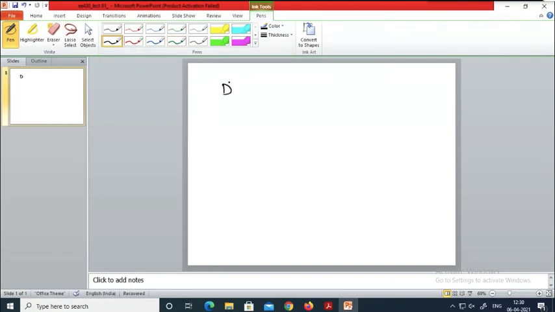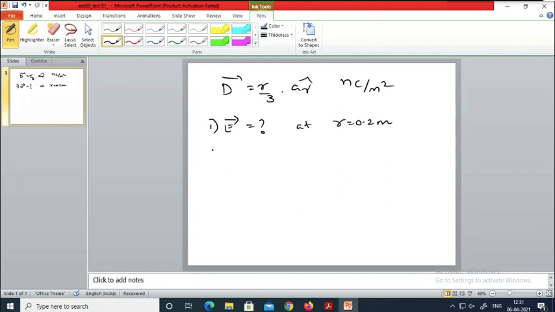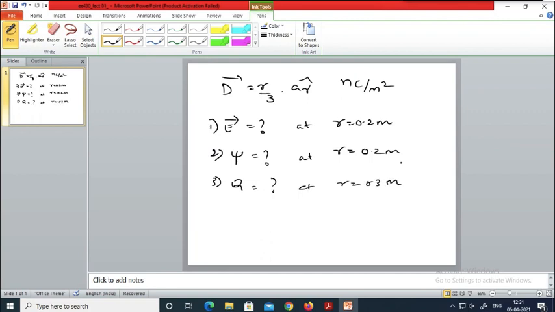So D is given for you. It is r by 3 ar cap nanocoulomb per meter square, and you will have to find E at r is equal to 0.2 meters, and you will have to find psi at r is equal to 0.2 meters. You will have to find Q at r is equal to 0.3 meters.